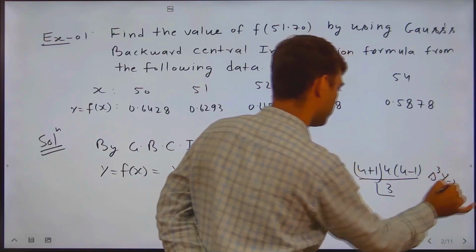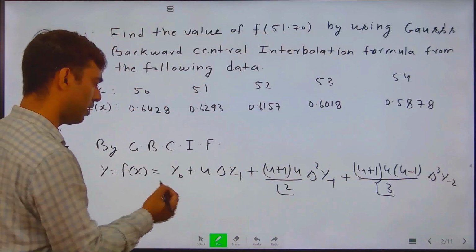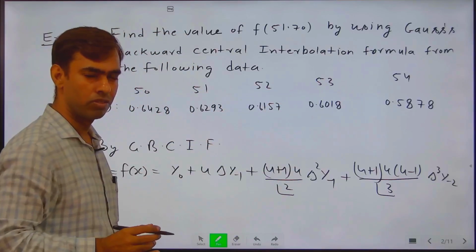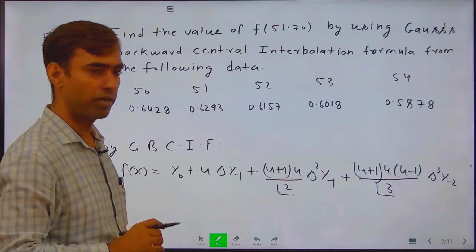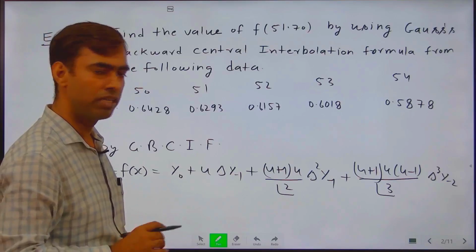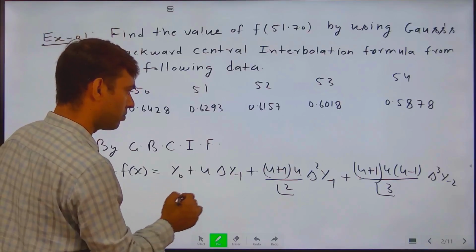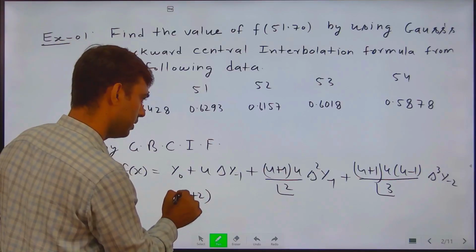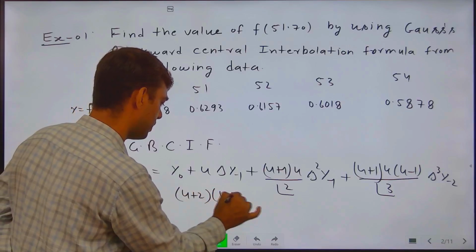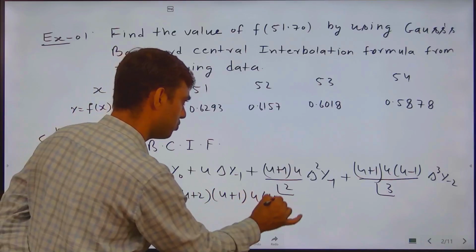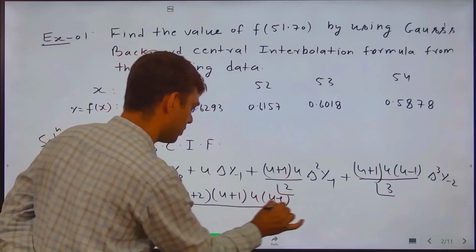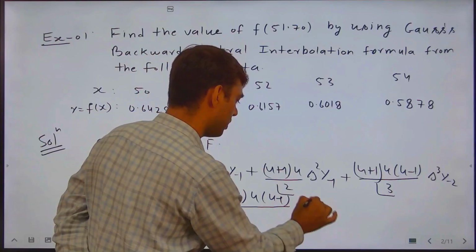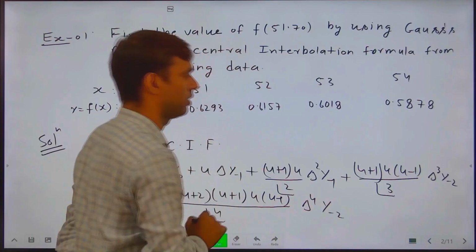and we write one more term, because there are five values, so we are able to find up to fourth order differences. So we write the formula up to fourth order differences. The next term is (u+2)(u+1)u(u-1)/4! Δ⁴y_{-2}.